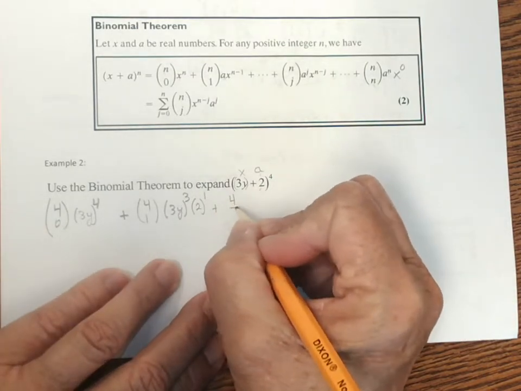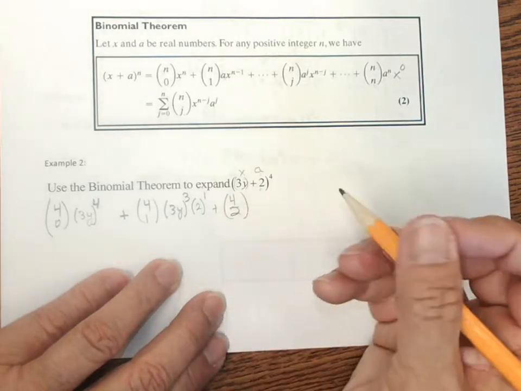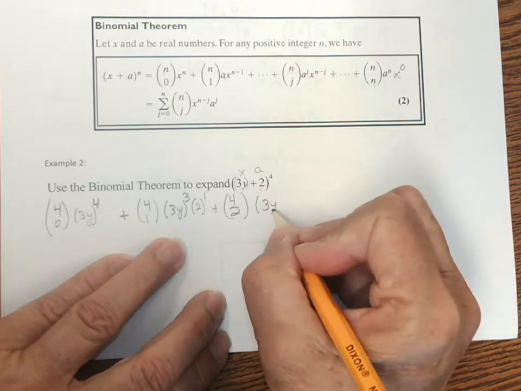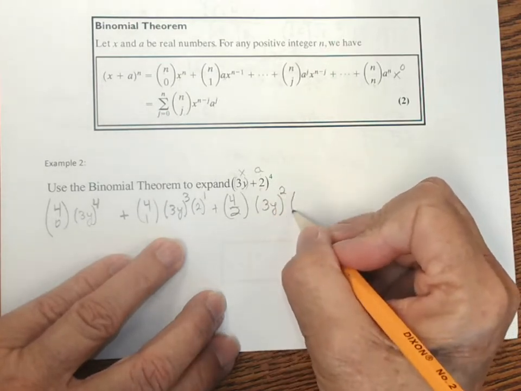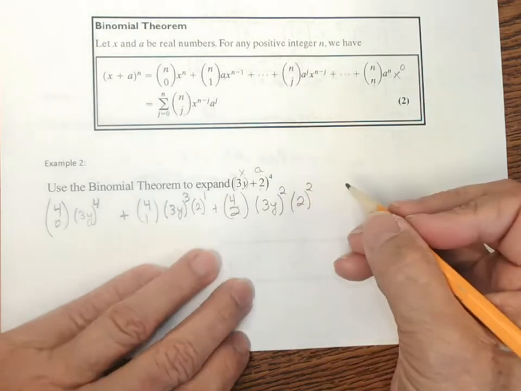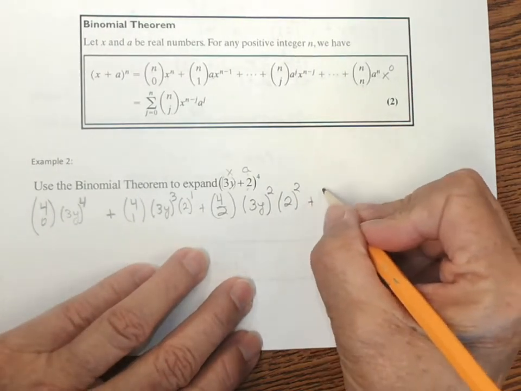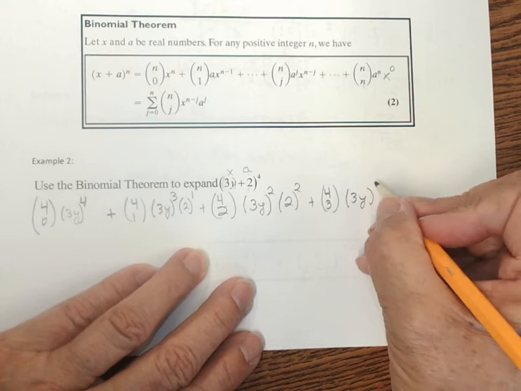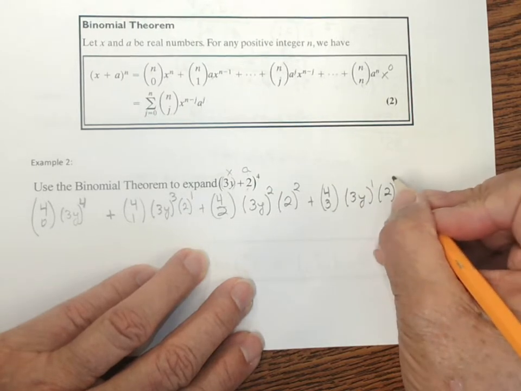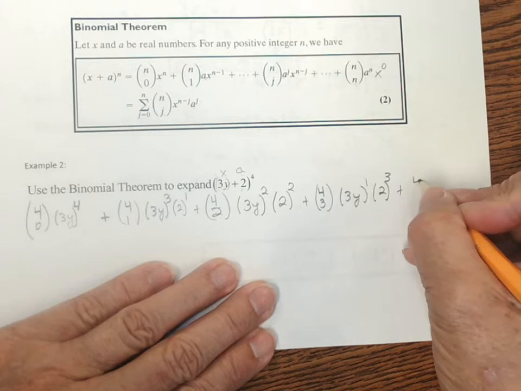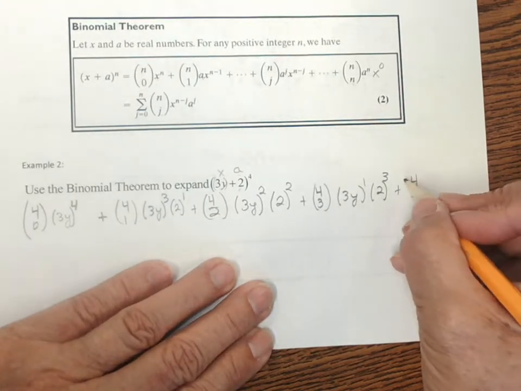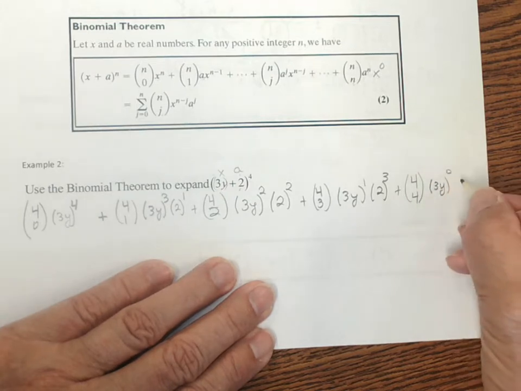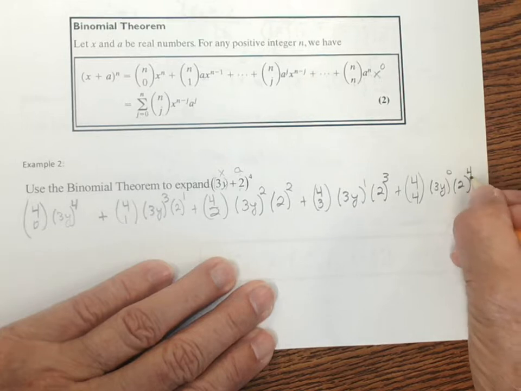plus 4 items taking 2 at a time. See, I tried to make that a fraction. X, so 3y raised to the second power, and the a value also raised to the second power, plus 4 items taking 3 at a time of 3y to the first power multiplied by a to the third power, plus our final term in this expansion, 4 items taking 4 at a time of 3y to the 0 multiplied by 2 to the fourth power.